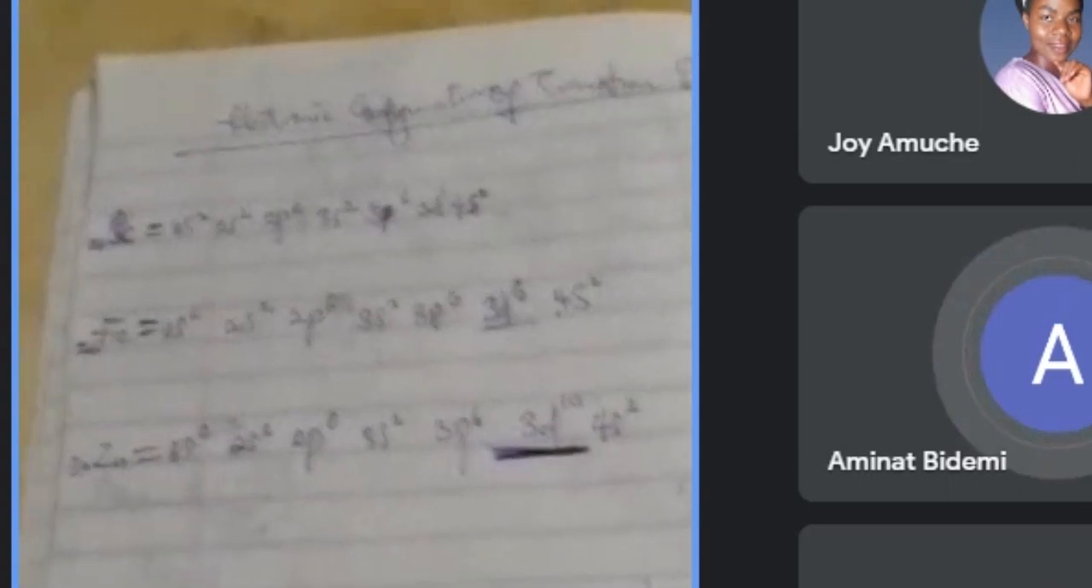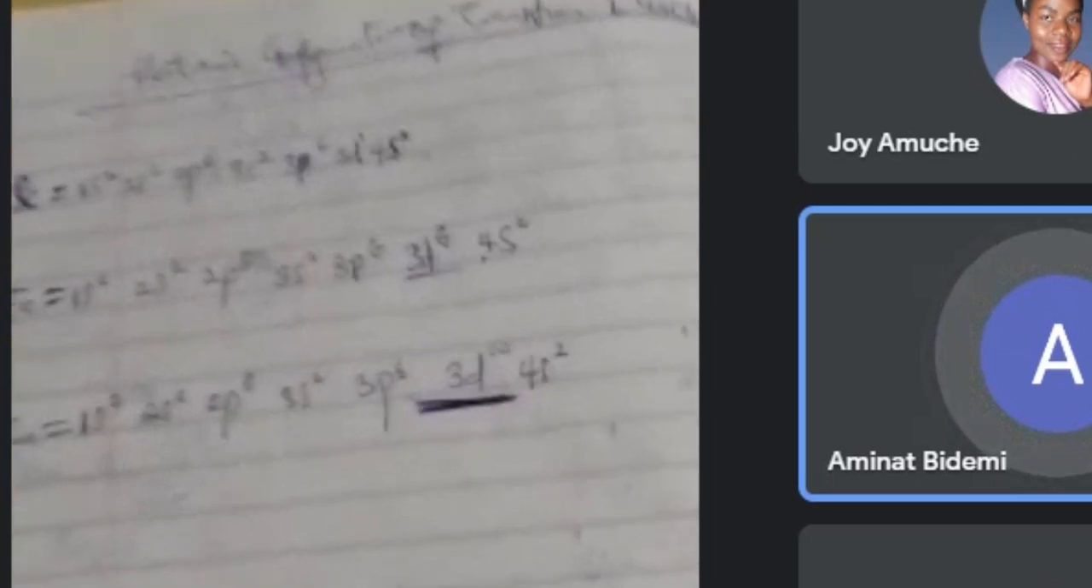Gold. What is the atomic number of gold? I think it's 112. Someone should help me confirm it. Gold. 79. Okay, 79. I'll write 79 here now.